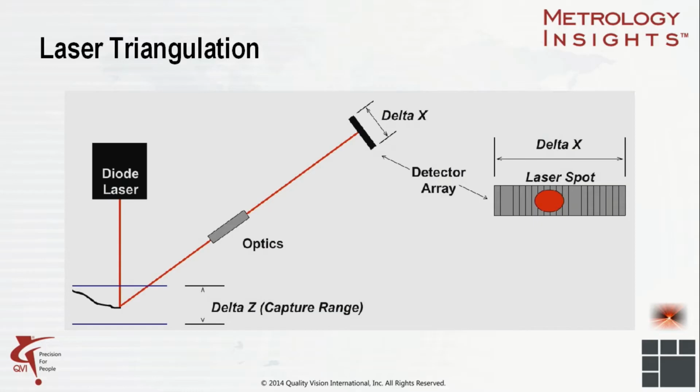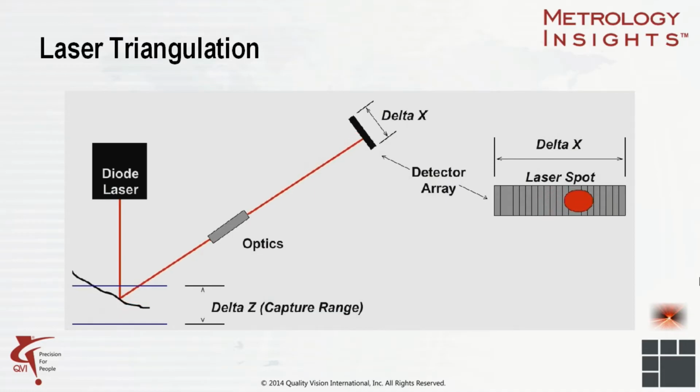In this example, we see the most common type of laser measurement tool, the triangulation laser. QVI offers a number of different lasers of this type on our multi-sensor systems. The diode emits the laser beam, which reflects off the part's surface and is collected through optics and delivered to a detector array. This type of laser works well as long as the laser can reach the surface and has an unobstructed return angle back to the detector.